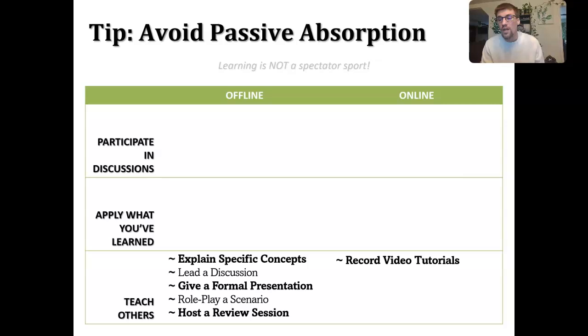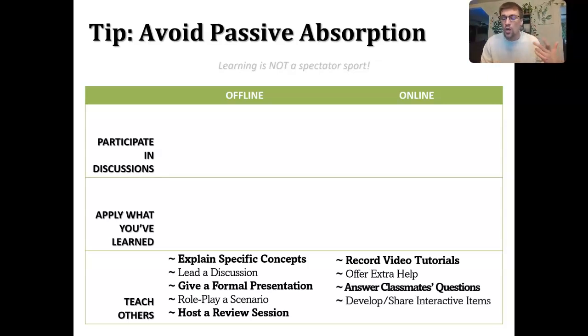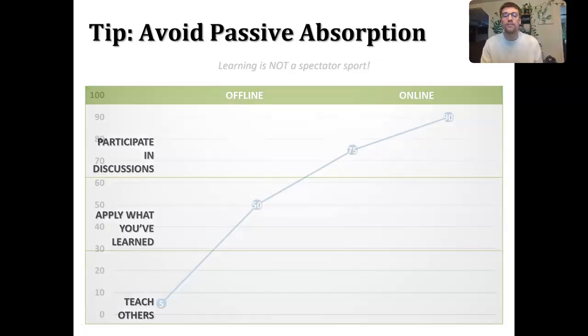Online, you can record video tutorials if people are really struggling with something. You can offer extra help or guidance if you notice somebody's not getting something. You can answer questions that your classmates pose or develop and share interactive items, and also provide feedback to your peers directly and say what things they're doing well and what things you think they can work on. All of these are going to help create active learning environments.